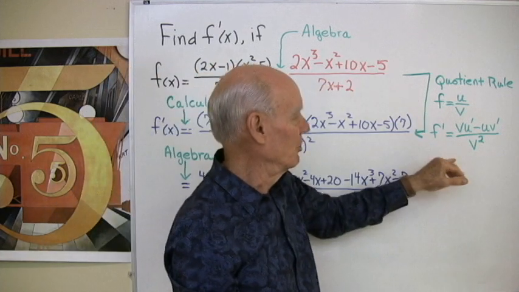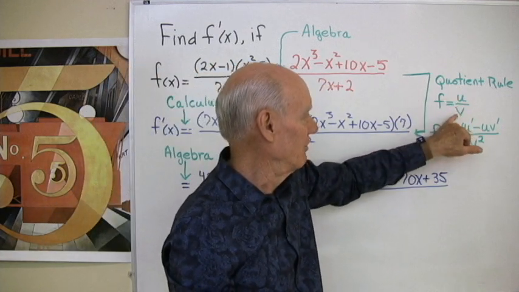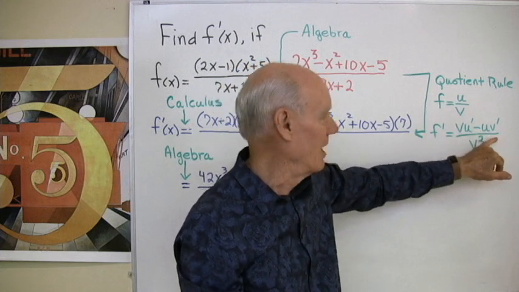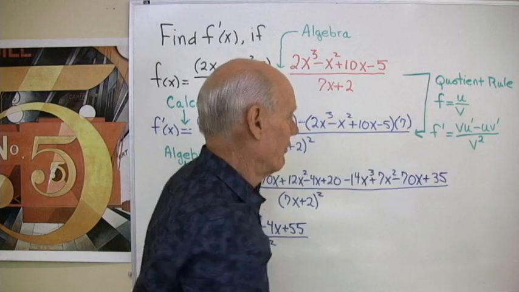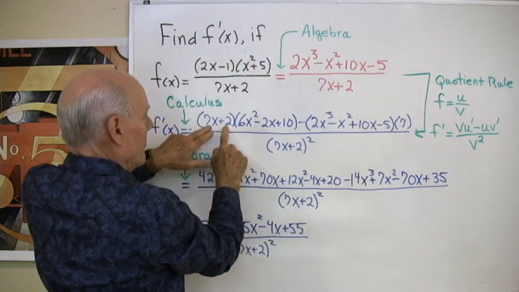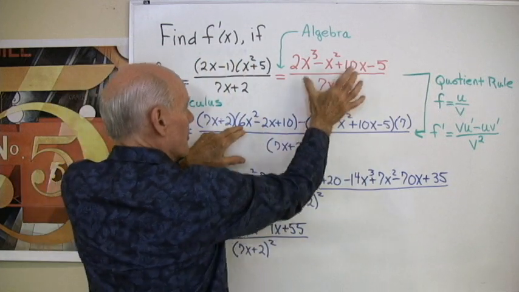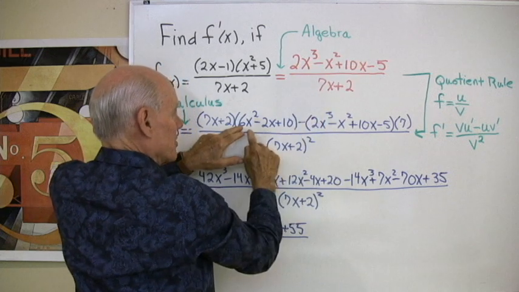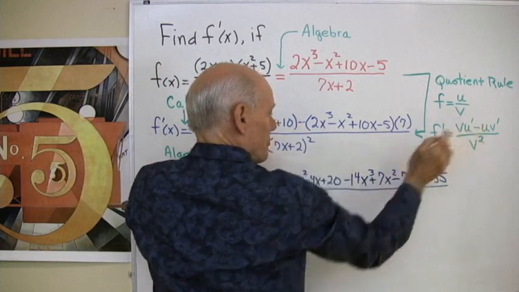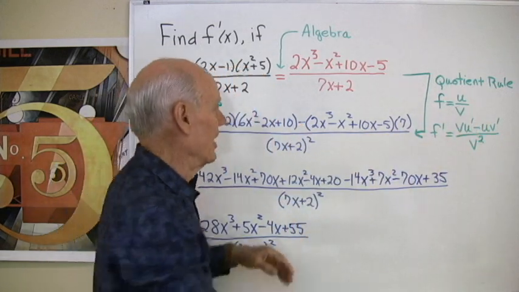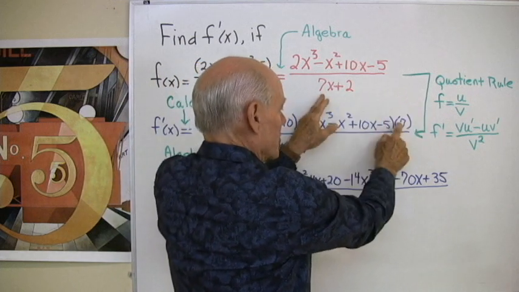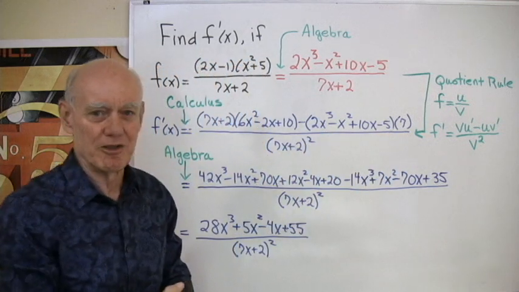And remember, the quotient rule is this. If f is equal to u over v, then f prime is going to be v times u prime minus u times v prime, divided by v squared. So if I apply this rule to this function right here, I get the denominator, 7x plus 2, times the derivative of the numerator, which is going to be 6x squared minus 2x plus 10, minus, because that's the subtraction sign that appears in the formula, minus the numerator times the derivative of the denominator, which is just 7, divided by the denominator squared.